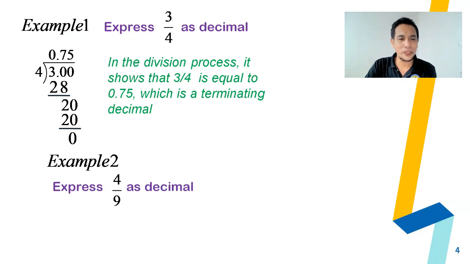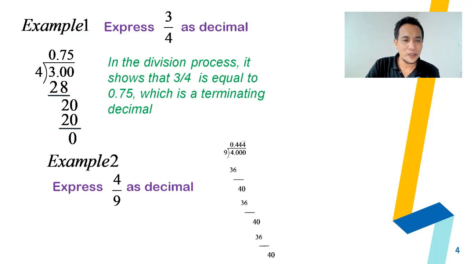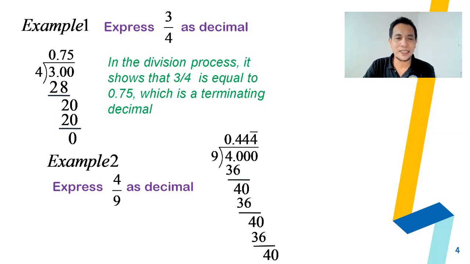Next example. Example number 2, express 4/9 as a decimal. This is the usual process of dividing 4 by 9. 4 divided by 9 cannot be done, so we put 0 as the quotient. So 0 times 9, that's 0. So we add 0 here, so that's 40. 40 divided by 9, that's 4. This is the decimal point. We have to carry the decimal point in our quotient. So that's 0.4. 4 times 9, that's 36. 40 minus 36, the answer is 4.